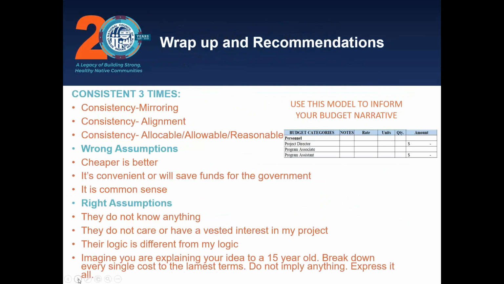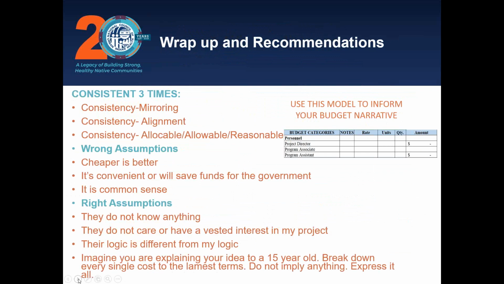The wrong assumption that you can have is thinking that cheaper is better. The government doesn't really care. They just want to pay for what is right. Whether it is convenient or will save funds for the government, they don't really care about that. They just want to make sure that the cost is right and that it is common sense. They may have a different common sense than you, so those would be wrong assumptions.